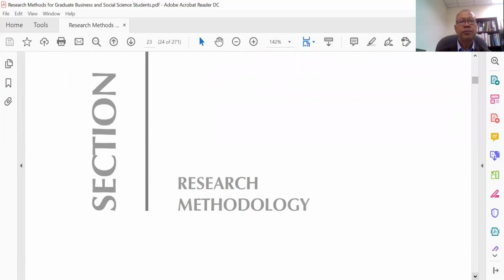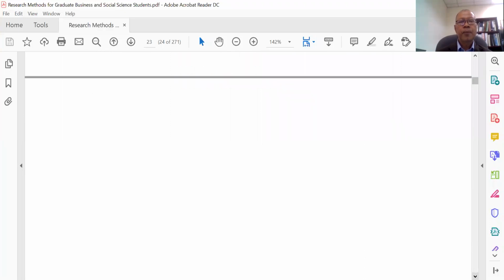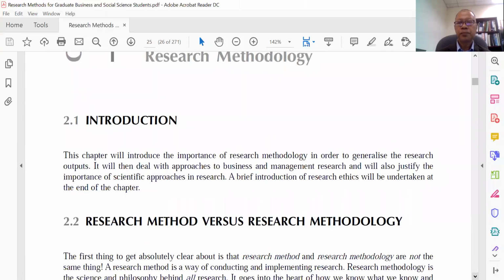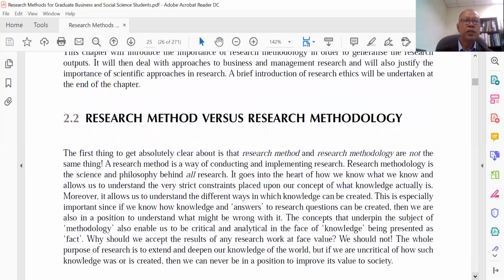So let's talk about the research methodology. There are two terms that we need to understand: a research method and research methodology. Do research method and research methodology mean the same thing? Actually, there is a difference, although some people use the words research method and research methodology interchangeably. But actually, there is a subtle difference between them.